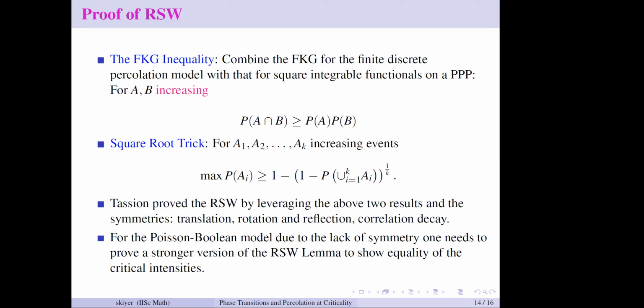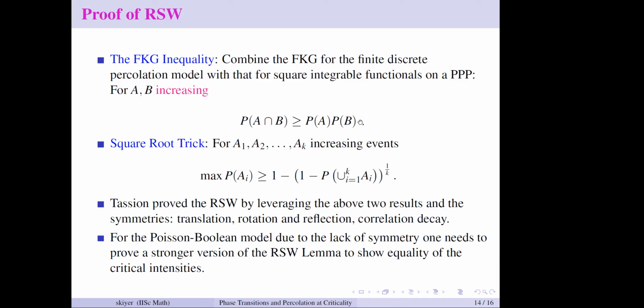add more points to the graph, or more edges, and the event occurs for a particular realization, then the event continues to happen. Now, in our case, the events of interest would be like large boxes, and the event would be determined by all the edges that intersect the box. And these edges could be a priori very long. What we need to do is to prove an FKG inequality that combines the FKG for a finite discrete percolation model and for square integrable functions on a Poisson point process. This was derived by Last and Penrose. And that is one ingredient.